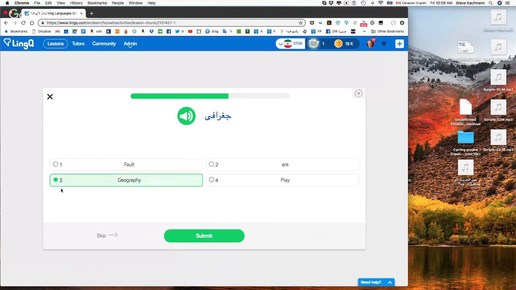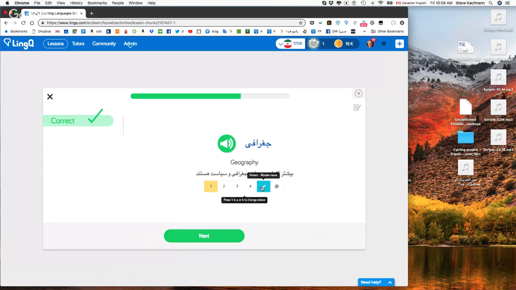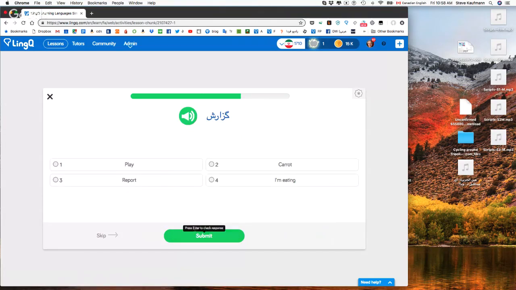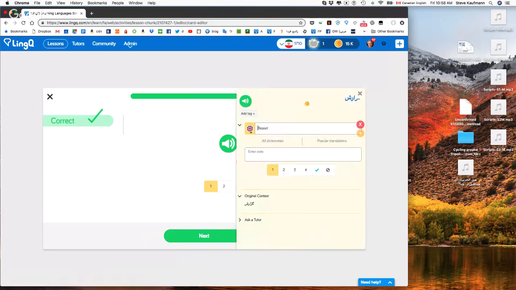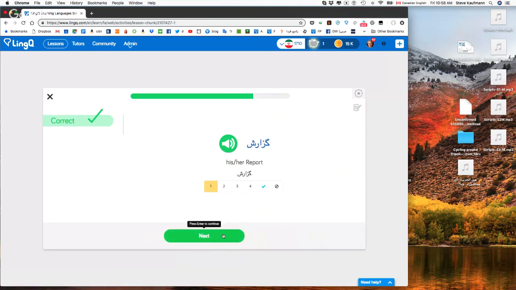Geography. All right. Geography. I think I might just give myself that one. Gazorash. Maybe that's a report, in which case it would be her or his report. We'll give that a try and not be wrong. What do you know? But here, the ash at the end means it's his or her report. So I might just put that in there to help the next person who comes along. Next.